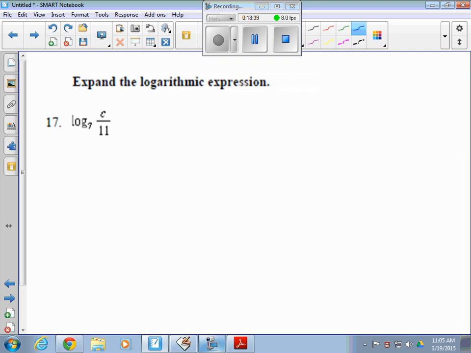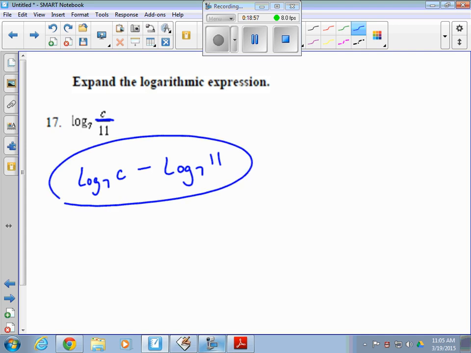17, we're doing the inverse, we're doing backwards what we just did. Division pairs with subtraction. So it becomes log base 7 of c minus log base 7 of 11. That's the expanded version. Only one step there. We didn't have to move the exponents to coefficients.